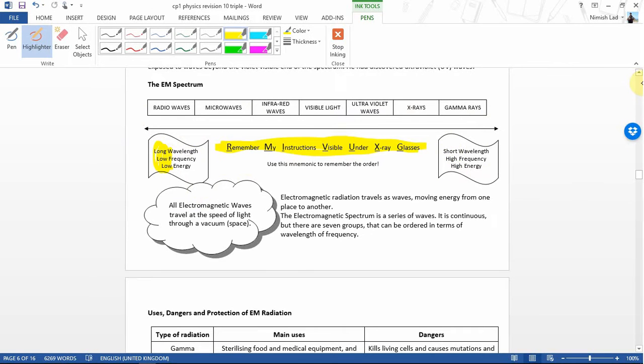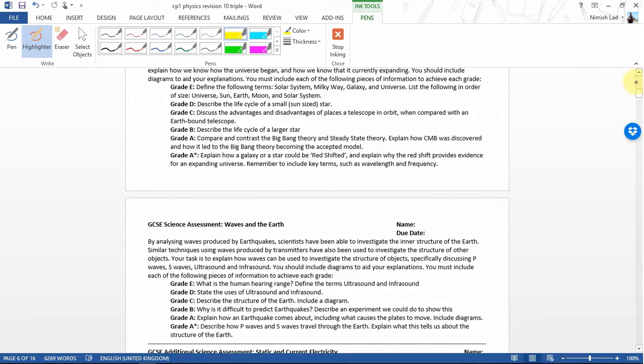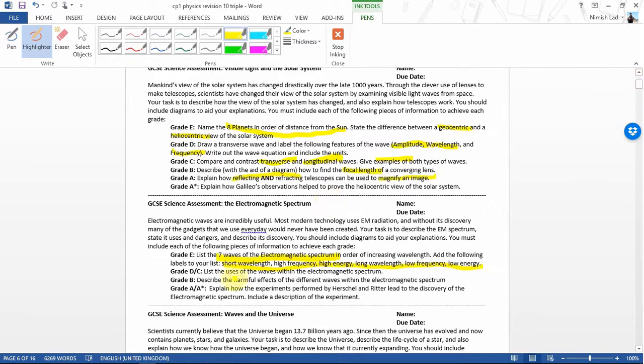Let's get back up over here. A bit more. There we go. Right, so next one is list the uses of the waves from the electromagnetic spectrum. So that's a D/C. But I'm going to move on to the B stuff as well, which is also just uses. But to get the B grade stuff, we really need to talk about the harmful effects. So we're going to do D, C, and B all together.